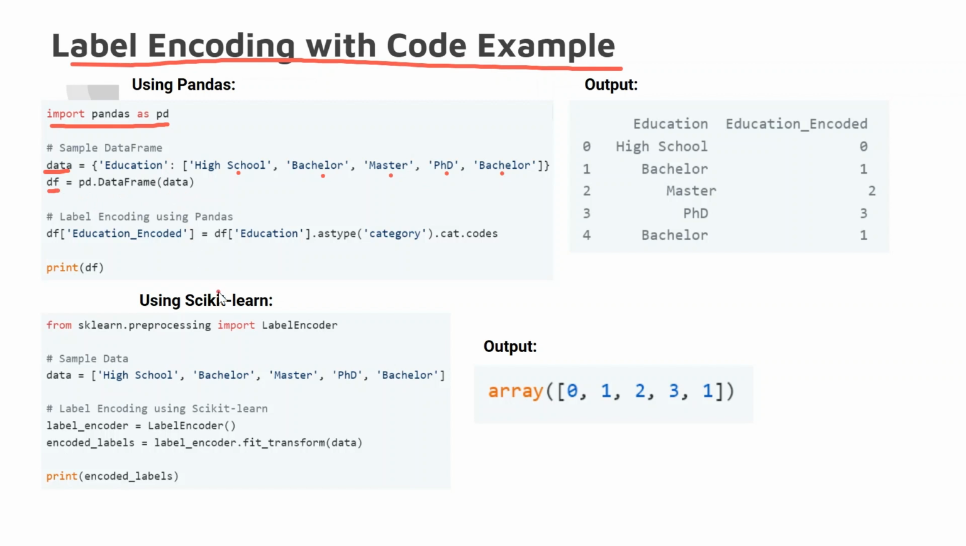We want to convert these education categories into numbers. This is called label encoding. It makes the data easier for machine learning models to use.